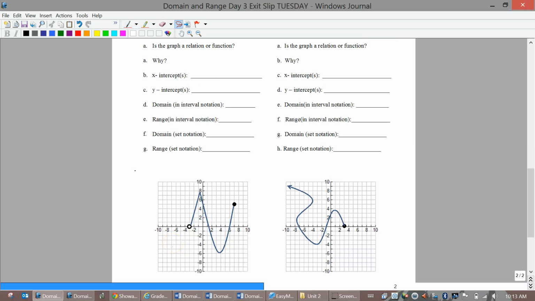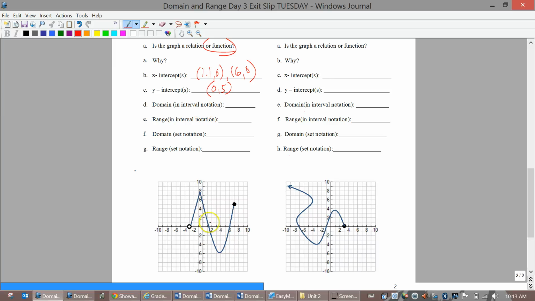Okay. Relation or function? This is a function. This one's yes, a function. It's a function because the vertical line only hits it once. X-intercepts: 1.1-ish, 0 and (6, 0) almost. Okay. Y-intercept. There is a y-intercept, and I would say it's (0, 5). Notice how your y-intercept has an x-coordinate of 0, right?